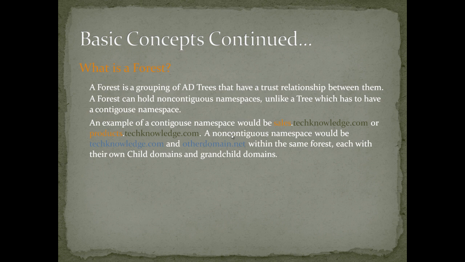Now, seeing how the namespaces are different, that trust has to be set up by administrators. The trust between trees, which we will see because when we install our second domain controller, it's going to be part of a tree already, and that trust is automatic. It just happens secretly behind the scenes. But when you're talking about joining two different namespaces together, that's where the administrators have to set up the trust.